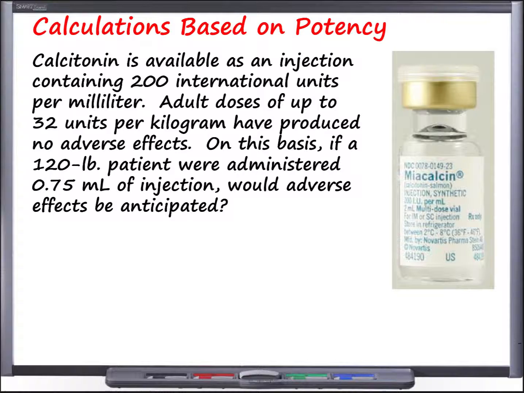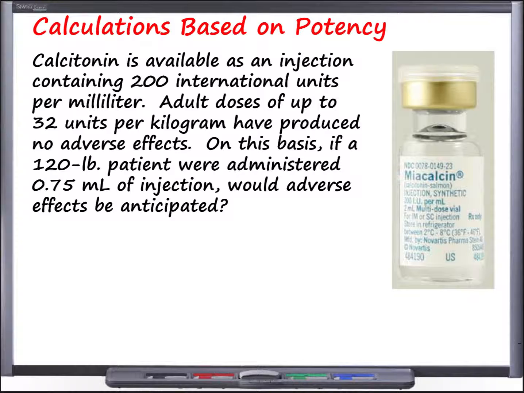The question says that calcitonin is available as an injection at a concentration of 200 international units per milliliter. Now, adult doses of up to 32 units per kilogram have been shown to produce no adverse effects. On this basis, if a 120-pound patient were to receive a 0.75 milliliter dose, would you expect any adverse effects to occur with that dose?